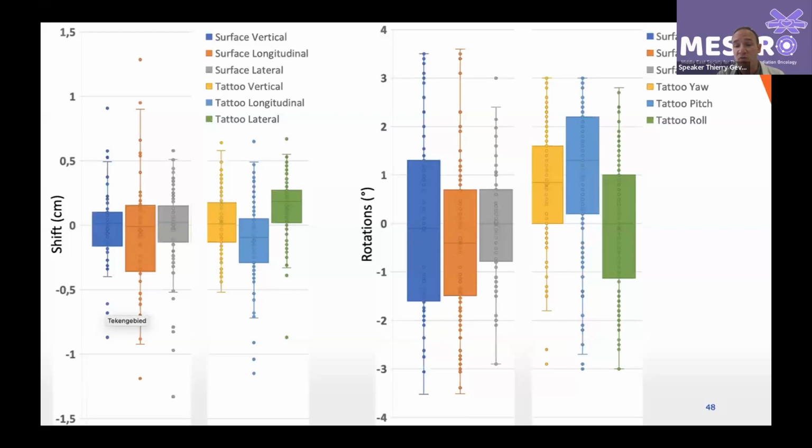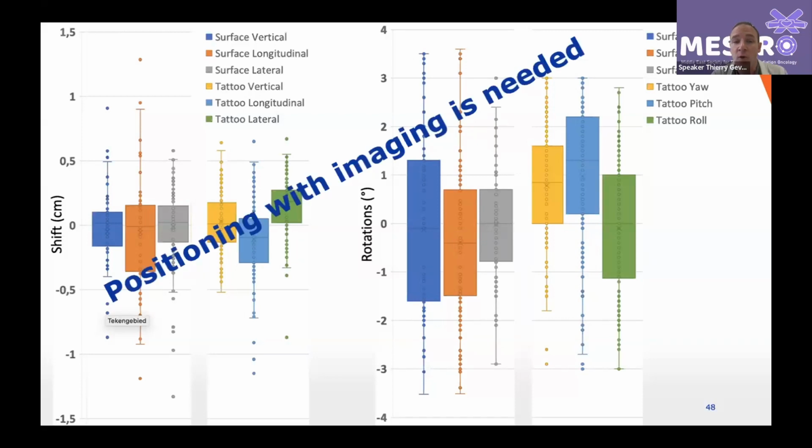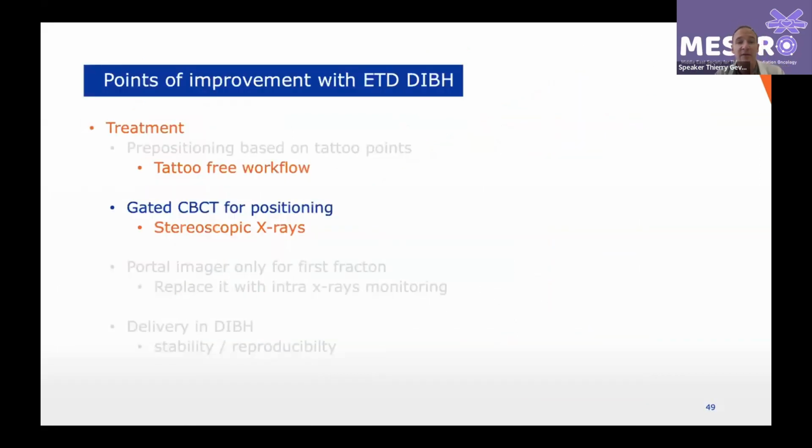So we believe that you can do tattoo positioning, but if you want to reduce the margins as much as possible, you also need to address the uncertainties with imaging, so that you have anatomical information during the treatment in order to cope with it and to act and be as accurate as possible. So we believe a tattoo-less workflow is possible.